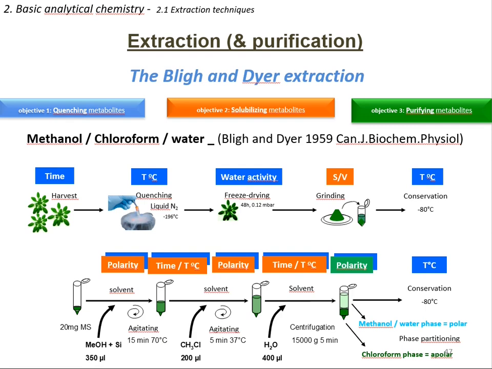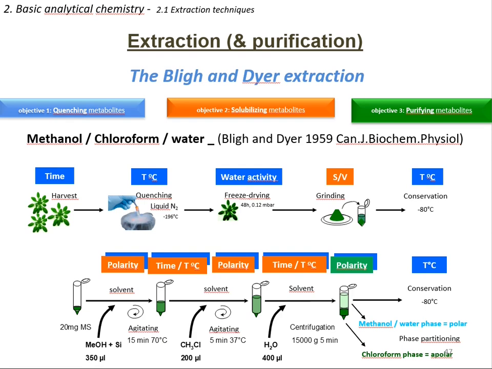So first, of course, you harvest your tissues and you quench the activity in liquid nitrogen. You can also freeze dry the samples. It must be very well done to avoid degradation, but it's interesting because you lower the water activity by removing it, and so you will stabilize your product. Then you grind, of course, and this will increase the surface to volume ratio of the plant particles, and you will conserve it at cold, at minus 80 degrees.